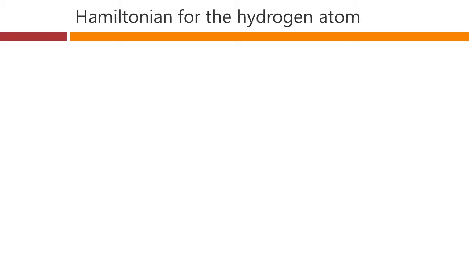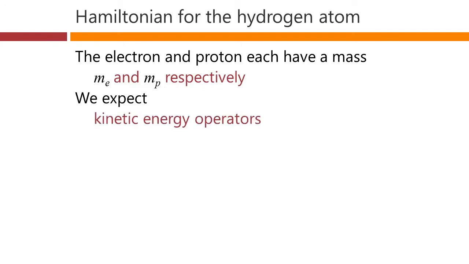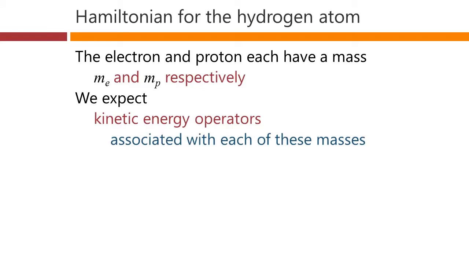So let's start constructing our Hamiltonian for the hydrogen atom. The electron and the proton each have a mass, me for the electron, mp for the proton, and we expect, therefore, that we will have kinetic energy operators for each of these masses. And we will also have potential energy of some kind.